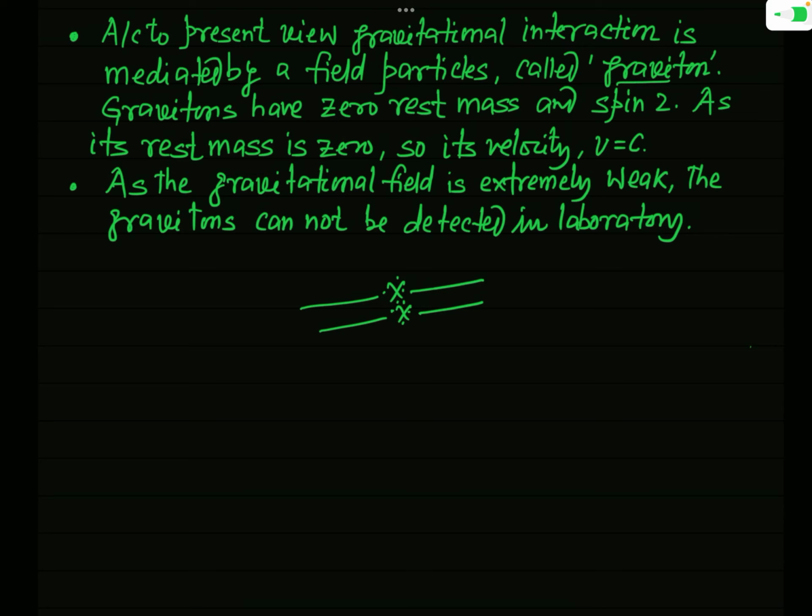As I have told you in the previous lectures, this graviton is a boson, it has zero rest mass and its spin is 2. And since its rest mass is 0, according to the special theory of relativity, if the rest mass of any particle is 0, definitely the velocity of that particle will be the velocity of light c in free space. So this graviton has a velocity equal to the velocity of light c in free space.